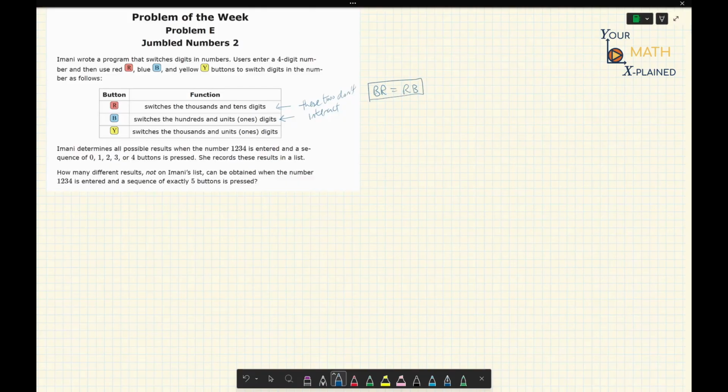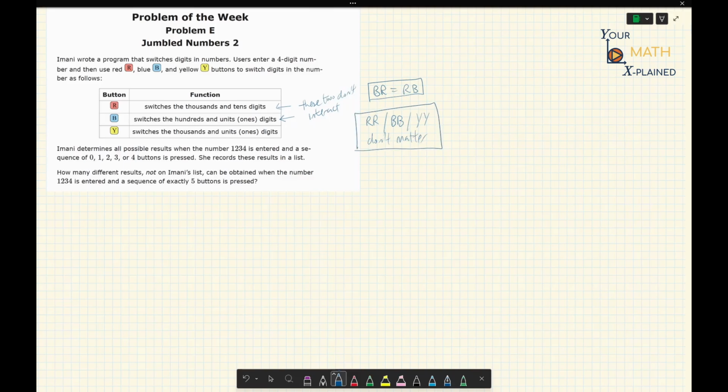When we look at the yellow, we'll notice that it does change everything because it interacts with both the R and the B unit. So we will have to be very careful around the yellow button being pressed. One additional item that's going to be very helpful is that we notice RR is a pointless move. If we switch the thousands and tens unit once and then switch it back, it'll just revert to its previous number. So it's not giving us a new situation. So RR is not something that we need to consider. Same thing with BB and same thing with YY. These are just situations that we don't really care about. They don't matter.